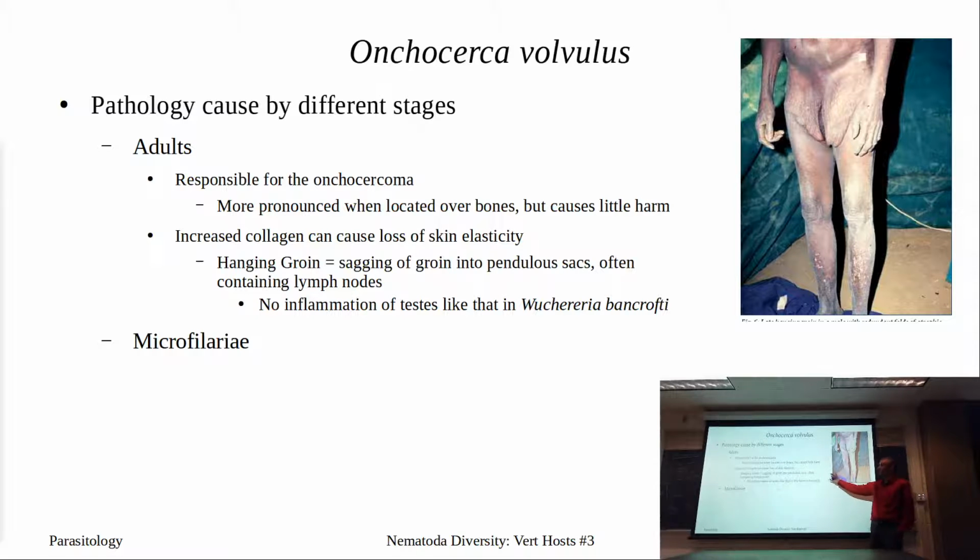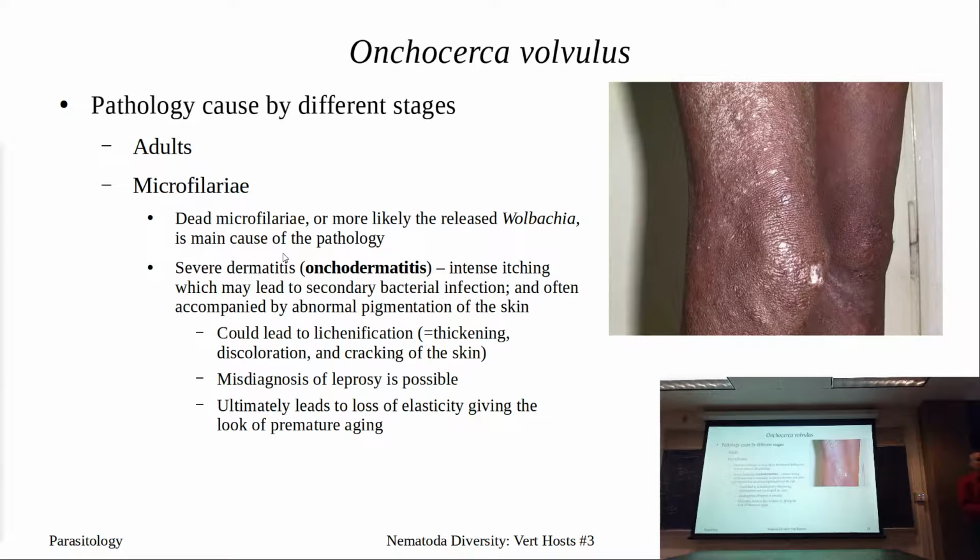What sets this apart from Wuchereria is that we don't see inflammation of the testes at all with this, even though you have microfilaria and potential for damage to the lymphatic system. Microfilaria do cause some issues. The dead microfilaria are also going to release their Wolbachia symbionts. That's normally the main cause of pathology, and that produces something called oncodermatitis. All right, so the severe dermatitis caused by Onchocerca microfilaria.